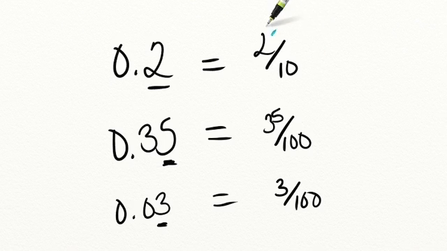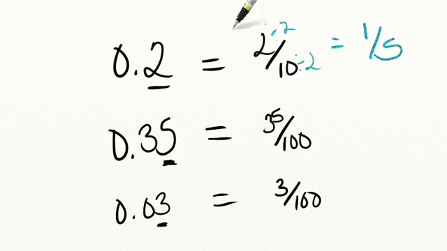2/10. We know we can divide the numerator and the denominator by 2, and that's going to tell us that 2/10 is equal to 1/5. So we can actually say that 2/10 is equivalent to 1/5.